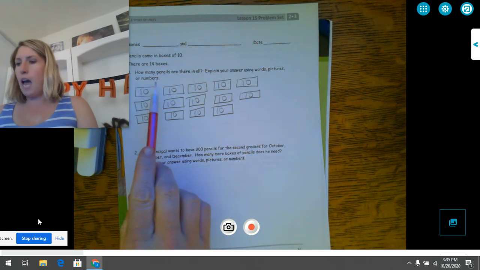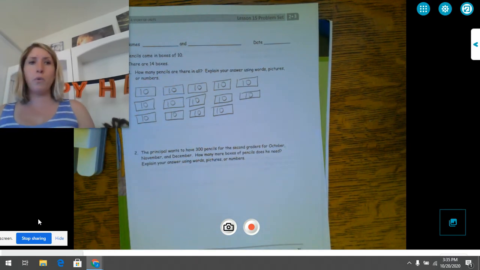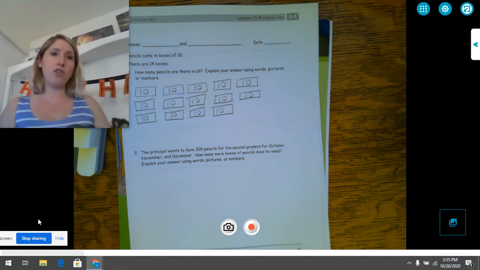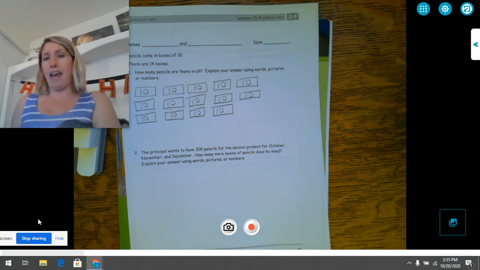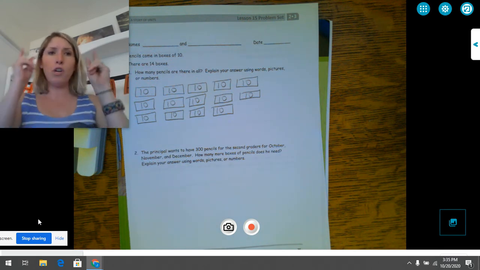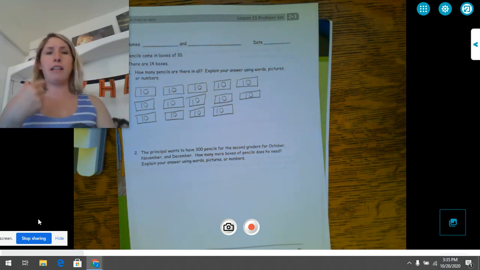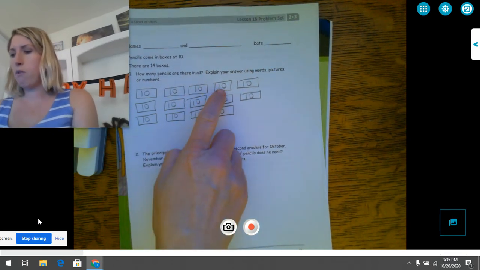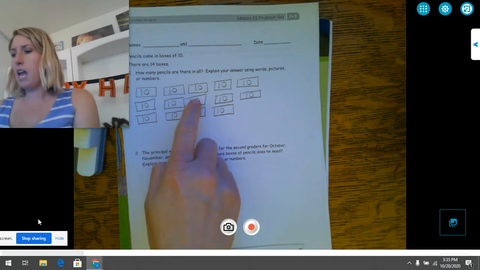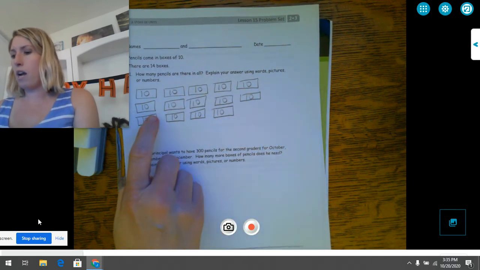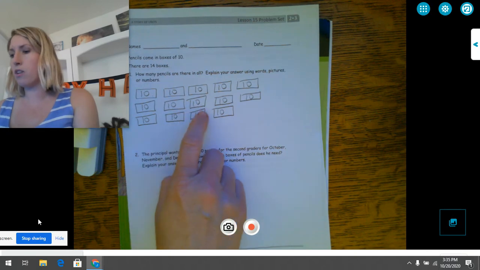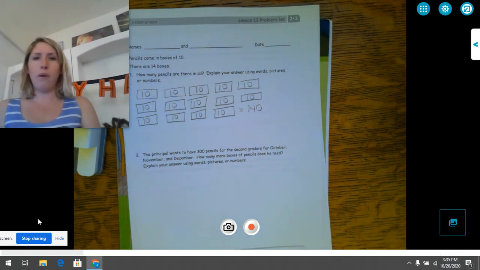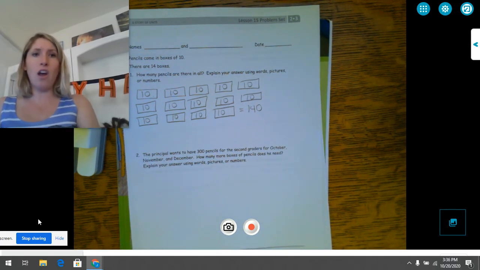Okay, so our question is, how many pencils are there in all? So now, what should we count by to add up all of those pencils? Should we count by ones, tens, hundreds? What should we count by? Well, since there's a 10 on each box, we should count by tens. So you use your voice and you count out loud with me. Let's count by tens and see how many pencils there are. 10, 20, 30, 40, 50, 60, 70, 80, 90, 100, 110, 120, 130, 140. Okay, so 140 pencils in all.